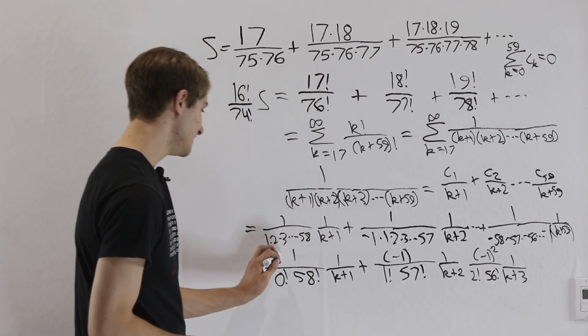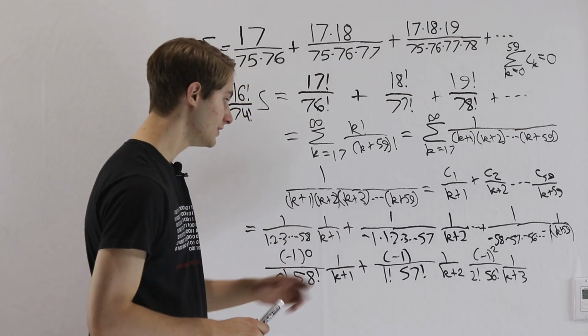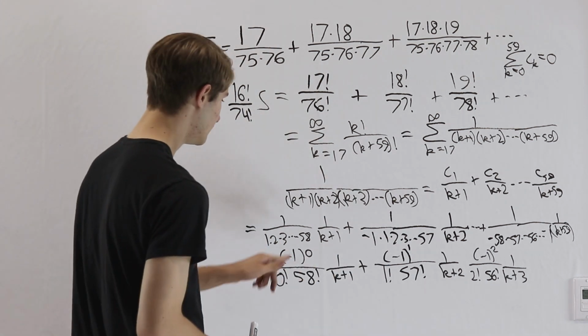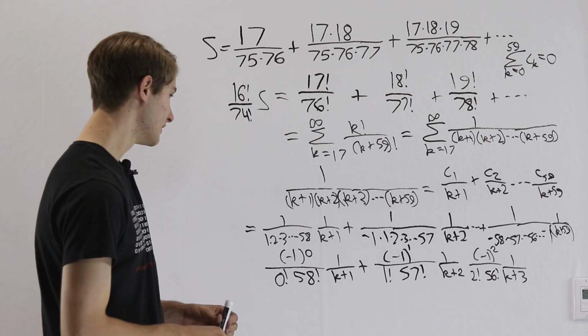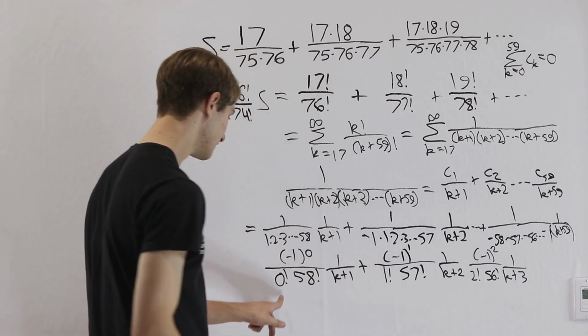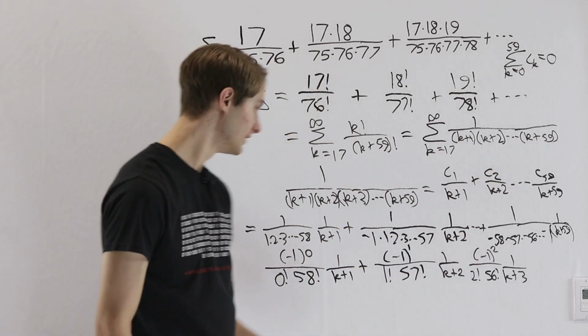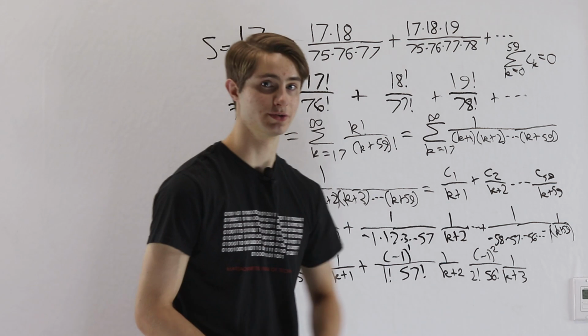And then we also don't have any negatives, so we can write negative 1 to the 0. Now, can we notice a pattern here? If we think about this as negative 1 to the first, notice that the power of negative 1 goes up by 1 every time. And in addition, these factorials, the first factorial goes up by 1. So it goes 0, 1, 2, 3, and so on. And then the second factorial goes down, 58, 57, 56, all the way down.